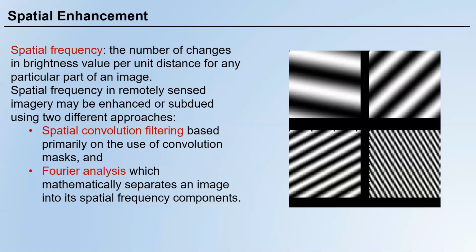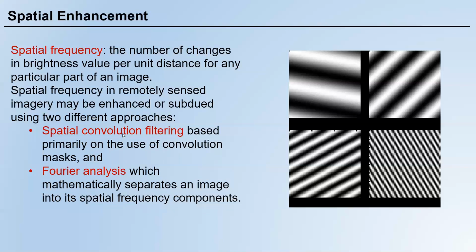So spatial convolution filtering, if we delete the spatial part, convolution filtering can be widely used in other disciplines, like I mentioned. Spatial convolution filtering is based primarily on the use of convolution masks. I'm going to tell you how to do that. And Fourier analysis mathematically separates an image into its spatial frequency components. The second one is more complex, and in this entry level remote sensing class, we're going to talk more about spatial convolution filtering.